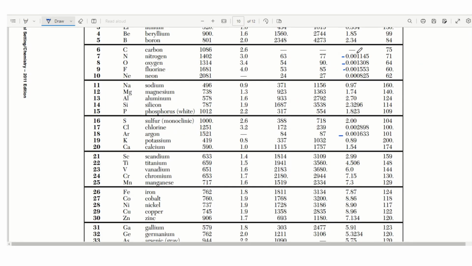Well, they all have 0.00, right? So they all have 1 for the next number. And then I look here, and nitrogen has the smallest. It has a 1 in this place. So that makes it have the smallest density. So that is nitrogen.